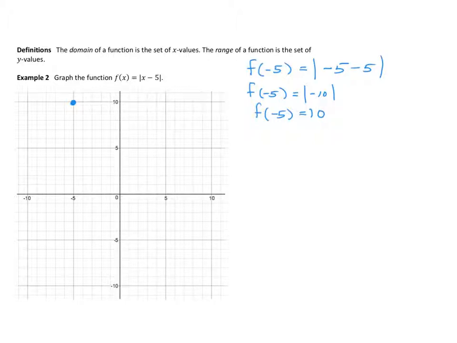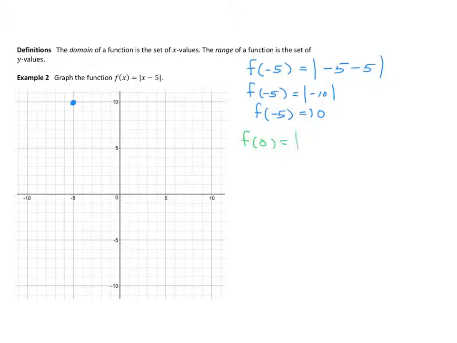So let's see, maybe I'll choose 0, 5, and 10. So I'll just do this point, and this point. I'm going to choose these x values, which are in the domain, and figure out what y values we get back, which are in the range. So let's look at f of 0.